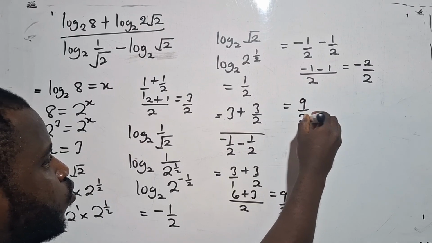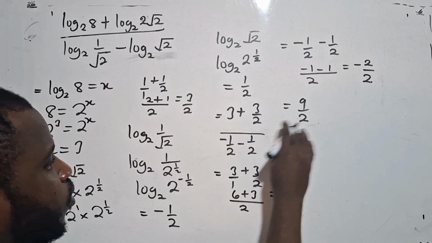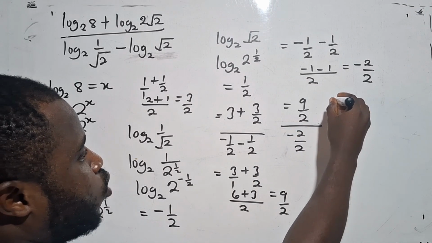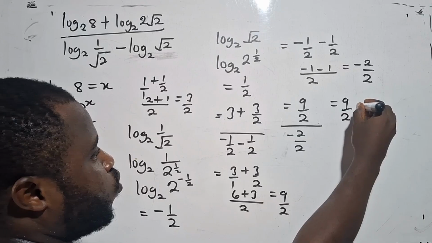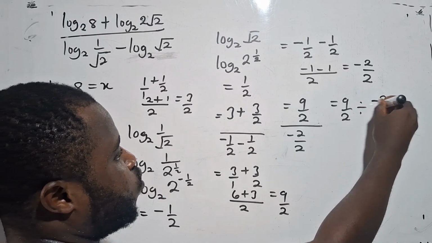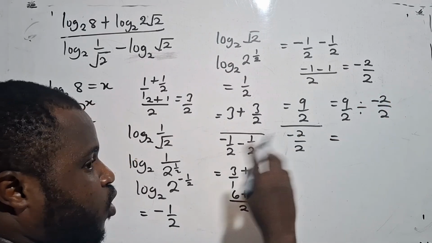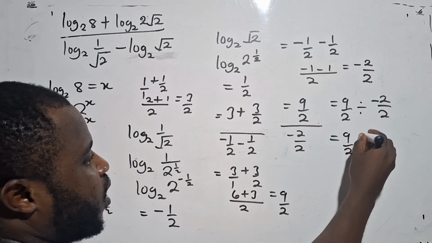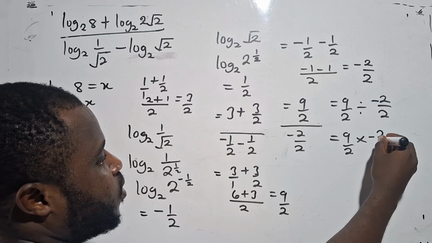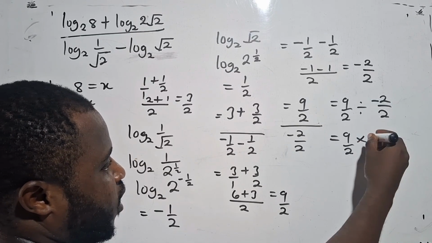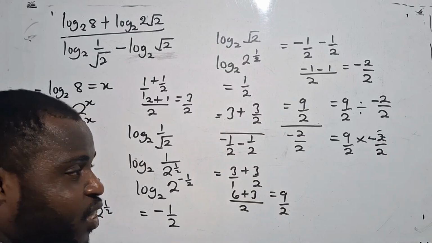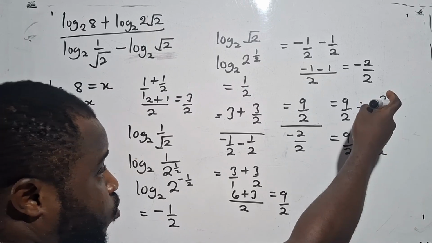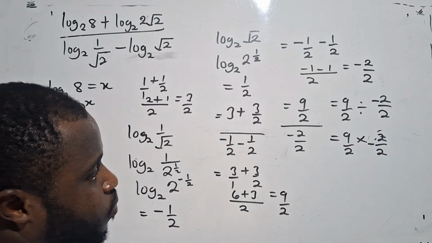So now we have 9 on 2 divided by negative 2 on 2. Division of fraction will turn to multiplication. Then the denominator will become numerator. So 9 on 2, we have times negative 2 on 2. Well, the negative is affecting all of them. Anywhere I write it, the negative is affecting all of them.